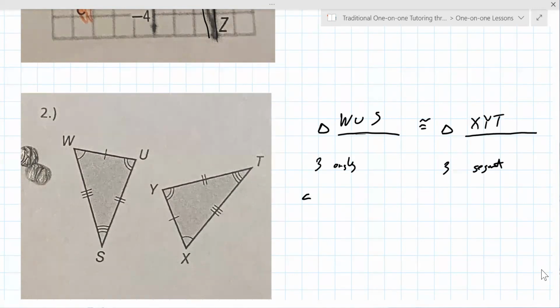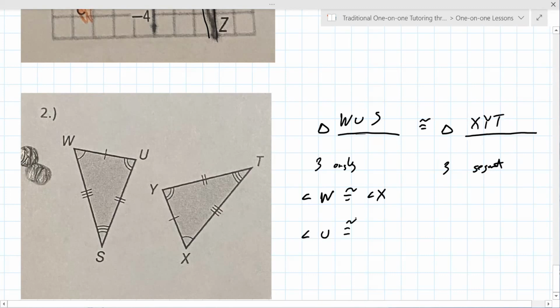Is W congruent to X? Yes, it's first letter congruent to first letter. Okay, and then U is congruent to what? U is congruent to Y. Very good. And then S is congruent to T.